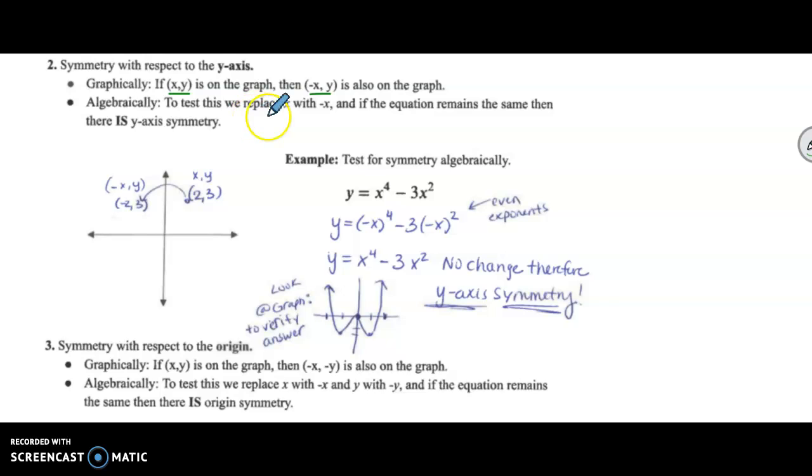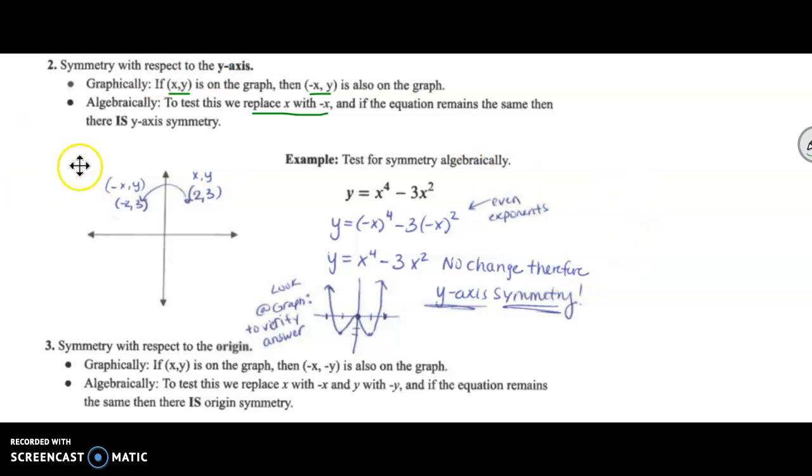Algebraically, how do we test it? Now it's the x's turn. We replace x with negative x, and same idea: if it's the same exact equation, then it is symmetric with respect to the y-axis. Here, if we plug in negative x, it's even exponents, so we get the same x to the 4th minus 3x squared. So this example does have symmetry with respect to the y-axis.